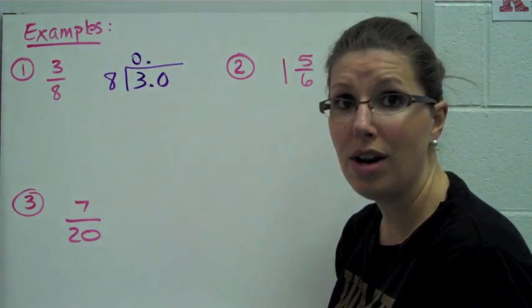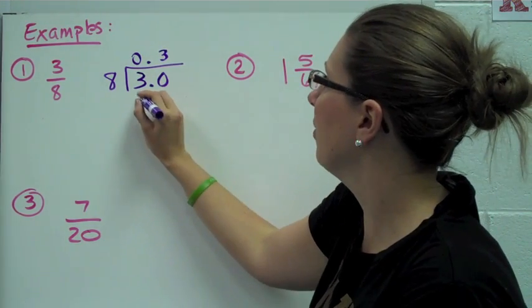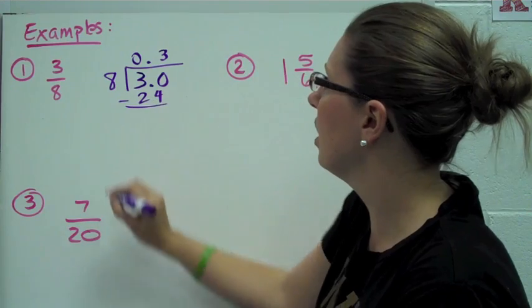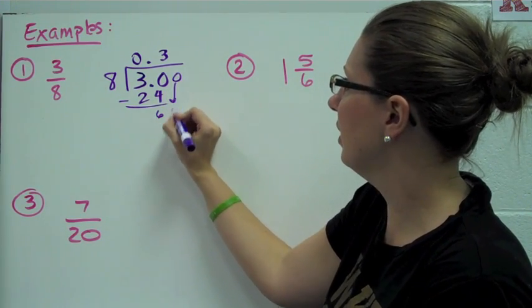Can 8 go into 30? Yes, it can. 8 can go into 30 3 times. 3 times 8 is 24. So when you subtract, you get 6. Add another 0, bring it down.